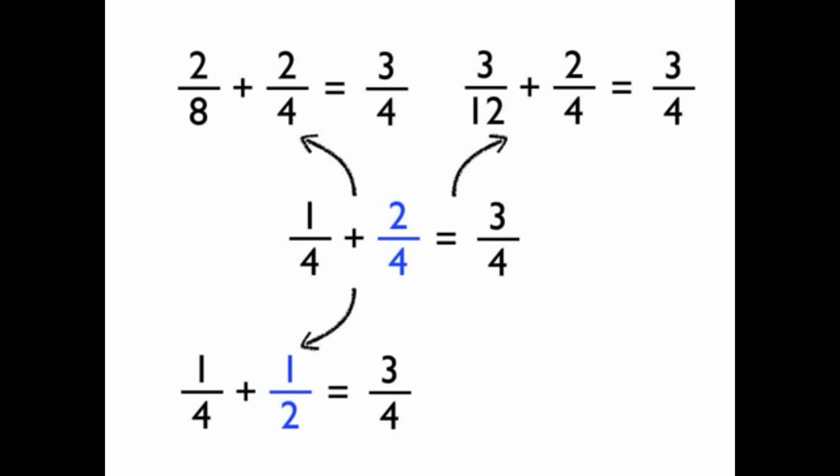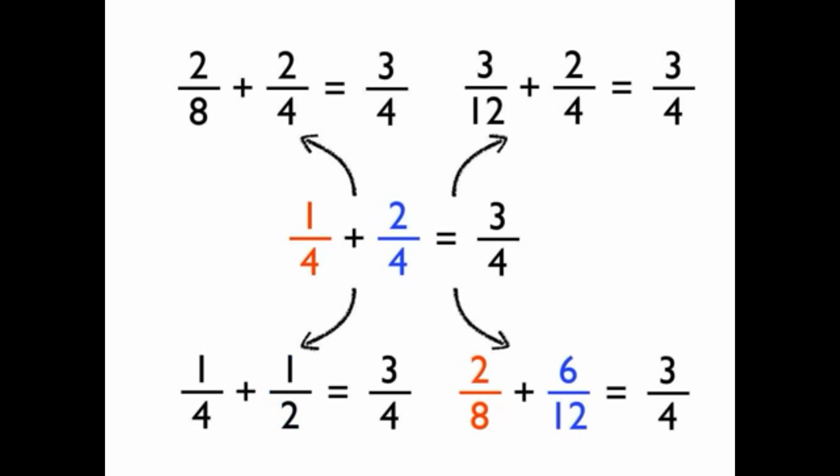To finish off here on the bottom right hand side, I've actually used equivalent fractions for both of them. So I've changed 1 quarter into 2/8 and I've changed 2 quarters into its equivalent fraction 6/12. If 1 quarter add 2 quarters is 3 quarters, then because they are equivalent fractions, because they're describing the same size number, 2/8 add 6/12 must also be equal to 3 quarters.